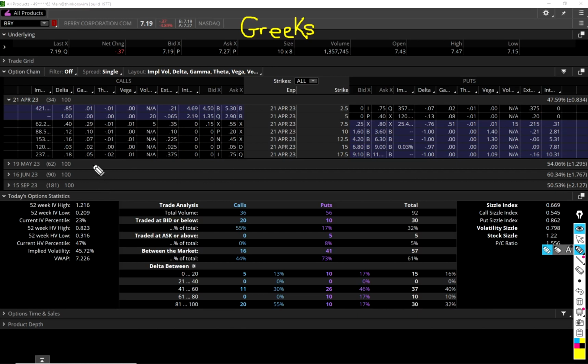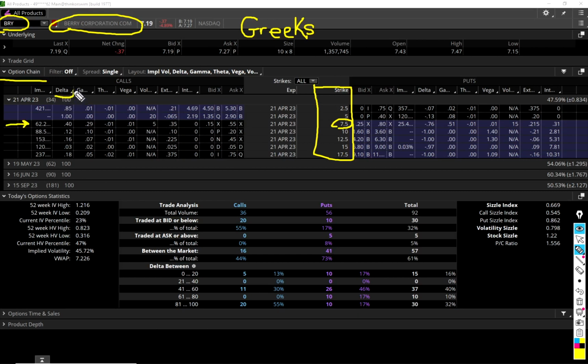So let's talk about the Greeks. What are they? Here we've got a stock called BRY. It's the Berry Corporation. We're just using this as an example today. And here we are looking at the options chain. Okay, here are the strike prices down the middle. And we're going to focus particularly on the $7.50 strike price on the call side. So it's going to be this line right here.